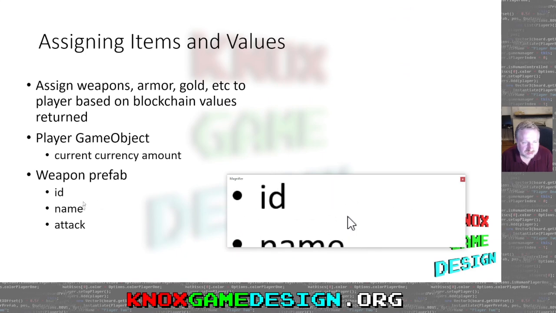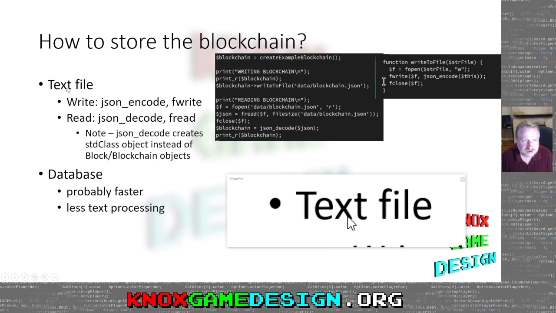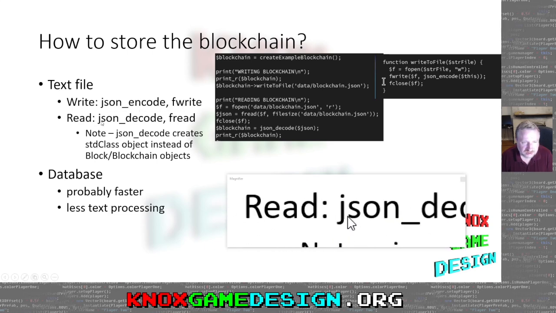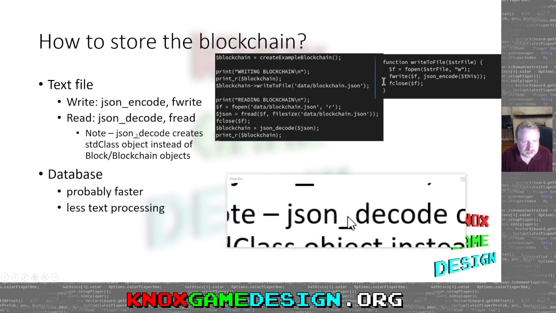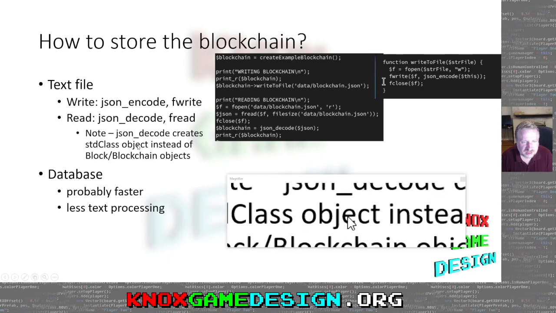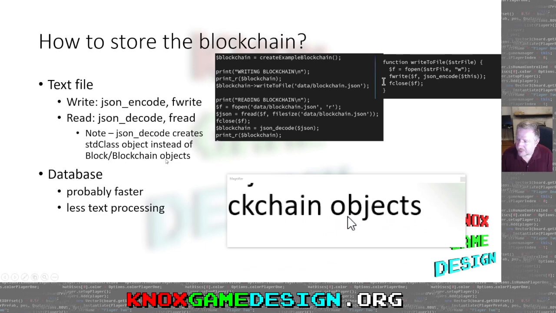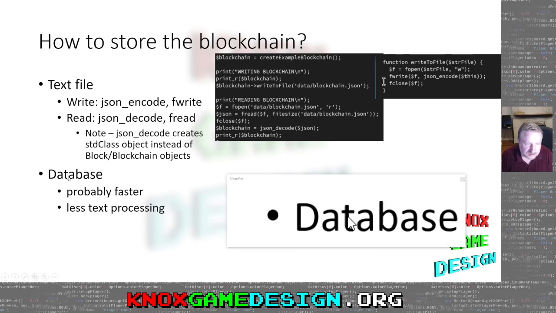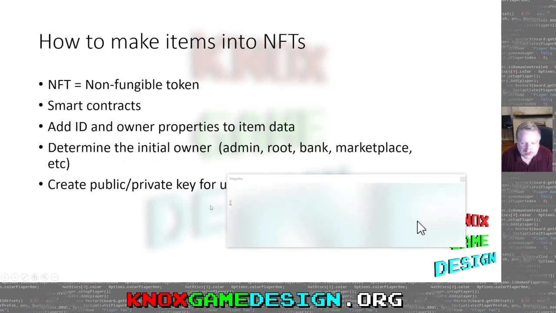Yeah, so that's what I talked about, having a weapon prefab and assigning those values. Right now I have it just written out to a text file. I use JSON encode and fwrite to write to a file, JSON decode and fread to read the values. Whenever you decode it, it just creates a standard class object instead of your block and blockchain object, so it doesn't directly load it back in. You've got to play some casting tricks to get it back the way it was. You could store all this in a database, which is probably faster, with less processing and less parsing of text files.